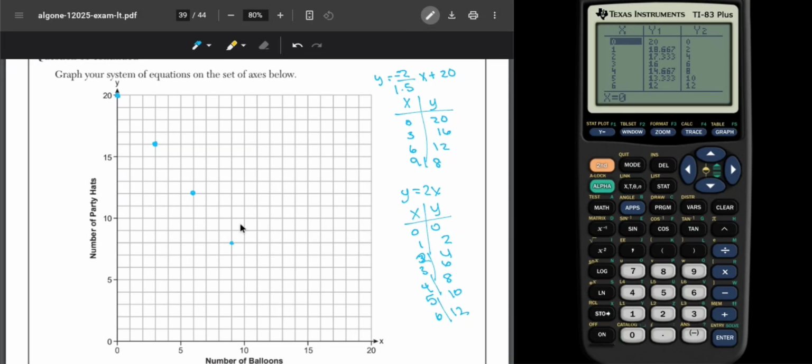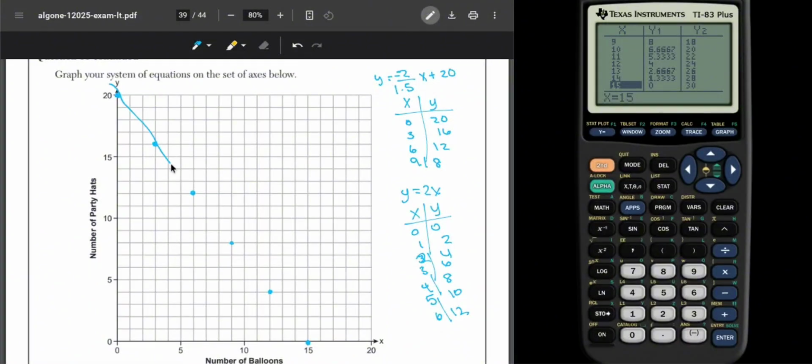Let's see if I can get one more point after 9, 8, just so that it goes all the way down. There's 12, 4. One more if there's another one. 15, 0. Right here. And I'm going to draw my line.